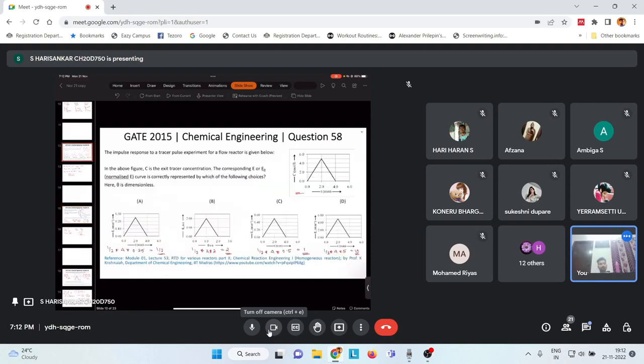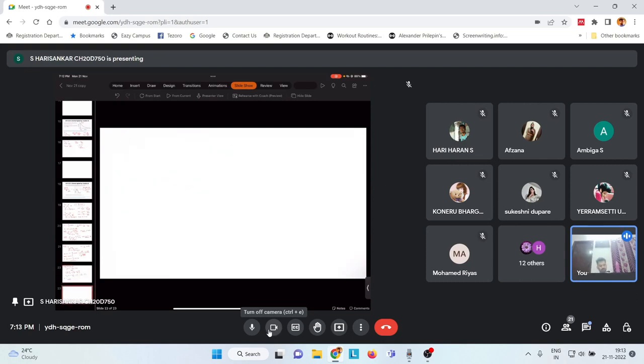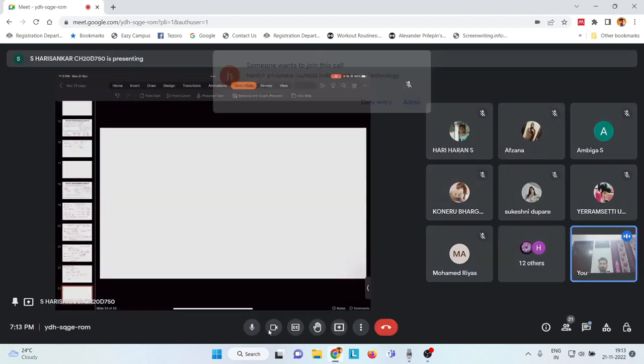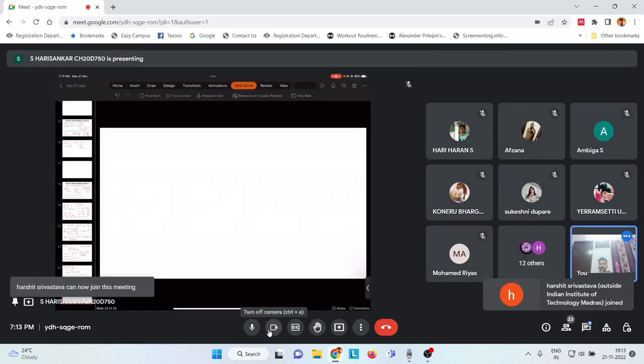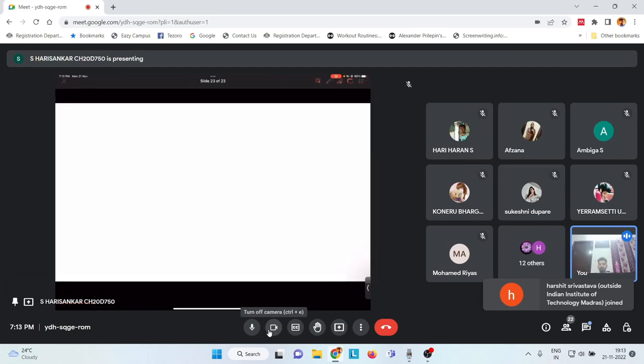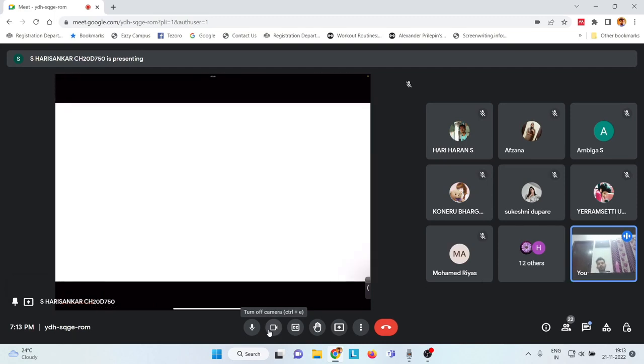All right, fine. So we'll stop here for now, and we'll start with the remaining part of the residence time distribution and the step inputs and F curves for non-ideal reactors from the next class, and we'll see how it goes from there. We'll try to solve some problems as well using the E curve and F curve concepts in the next class.